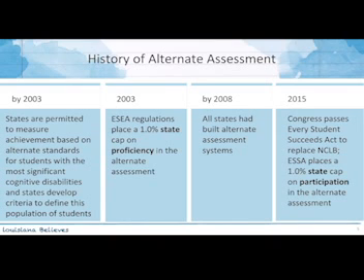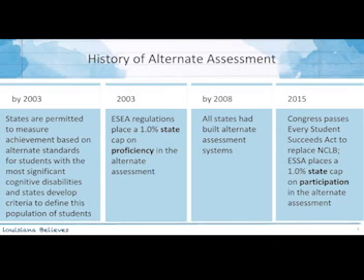Alternate assessment participation rates have increased steadily since 2003. By 2008, all states had built statewide alternate assessment systems. In 2015, ESEA was reauthorized as the Every Student Succeeds Act. ESSA reaffirmed that the alternate assessment is an appropriate assessment for students with the most significant cognitive disabilities to demonstrate their knowledge and skills. But rather than placing a limit on accountability proficiency rates, ESSA places a 1% state cap on participation in the alternate assessment.